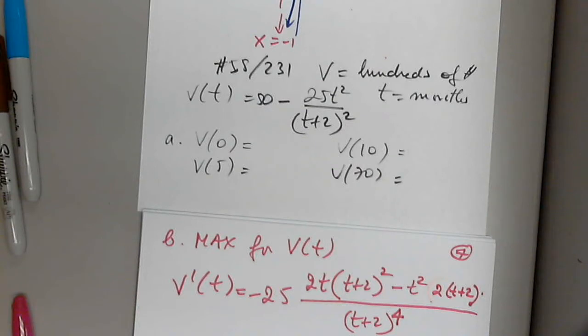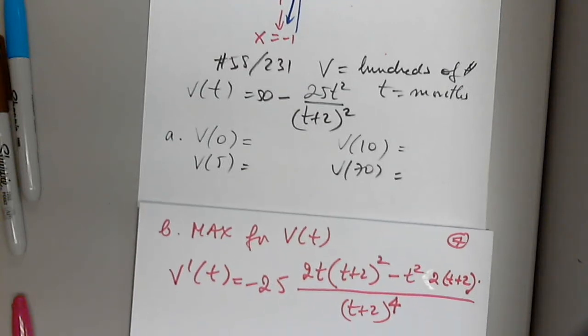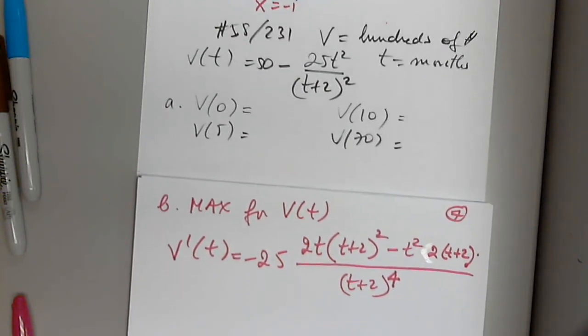When I differentiate t plus 2 squared, I have to bring the power in front and subtract 1 from the power and multiply by t plus 2 prime. Luckily, that is 1. Does that make sense? Should I say it again? Is that a yes or a no? And then the t plus 2 squared at the bottom, you just square it.